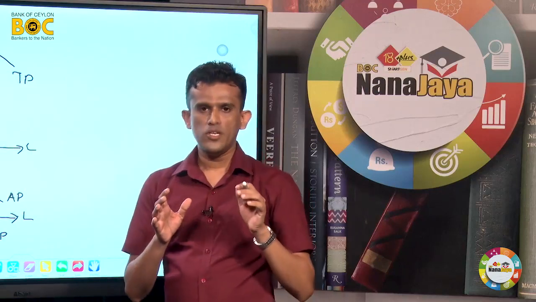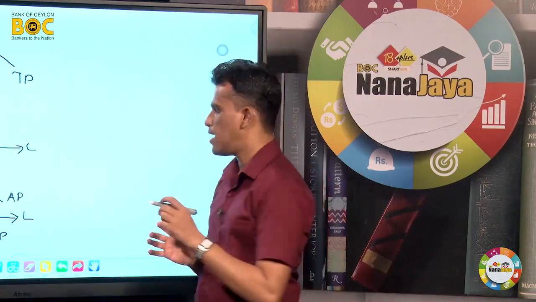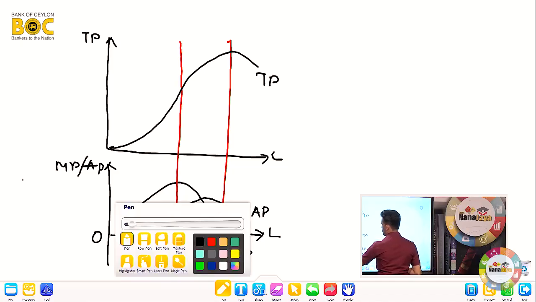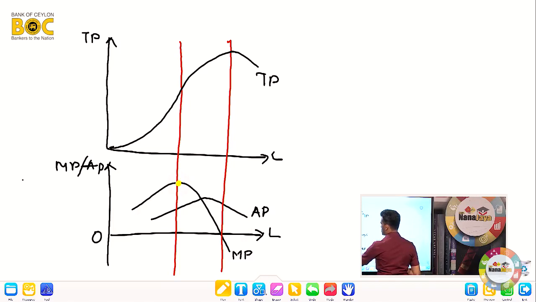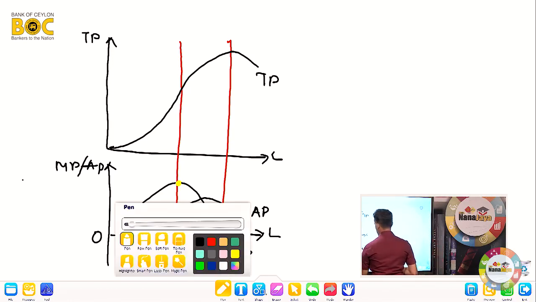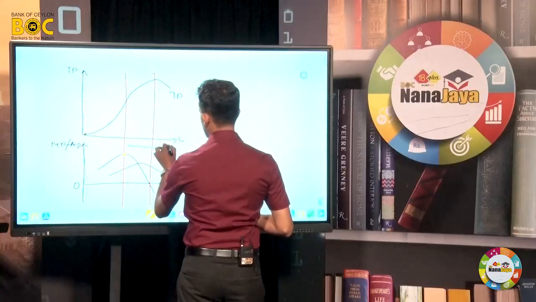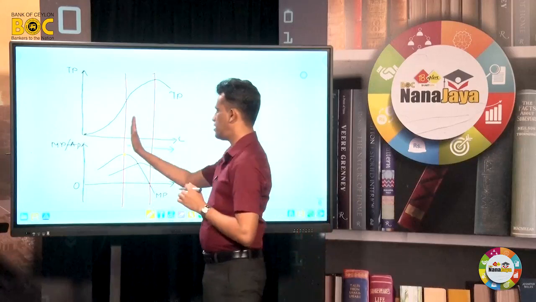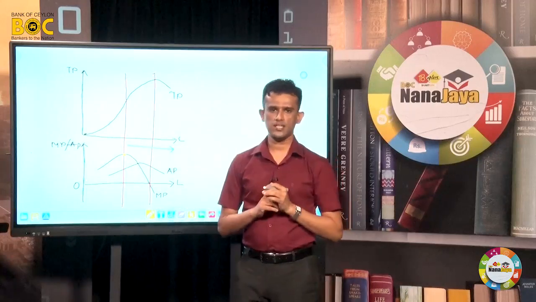So the diminishing returns are seen only when the marginal product curve starts to decrease. This is the point at which the marginal product curve starts to decrease. Up to this point the marginal product curve is increasing, so during the stage where the marginal product is increasing, we do not identify diminishing returns. From the first red colored line onwards only, the marginal product of the firm starts to decrease. Therefore from this point onwards only the diminishing returns are seen.